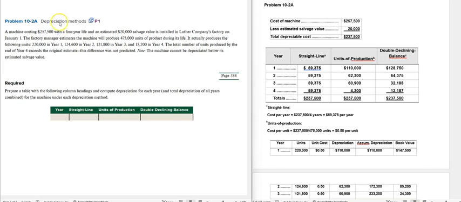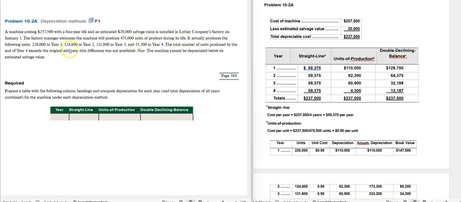That is what this problem is going to have us do. It's going to have us recording depreciation, to record part of the asset cost as depreciation expense to match the cost of that asset with the revenues it helped earn. So working with this machine that originally cost the company $257,500, it has a 4-year life and an estimated $20,000 salvage value. It is installed in Luther Company's factory on January 1st. The factory manager estimates the machine will produce 475,000 units of product during its life.